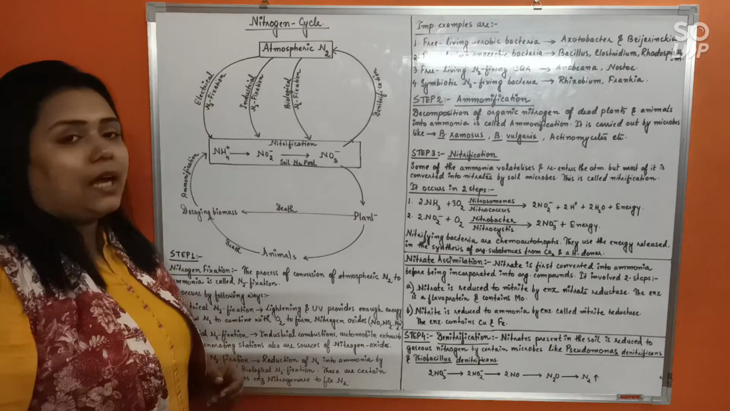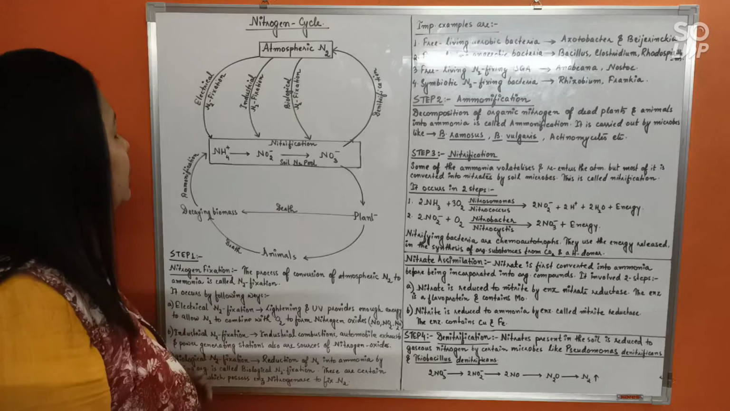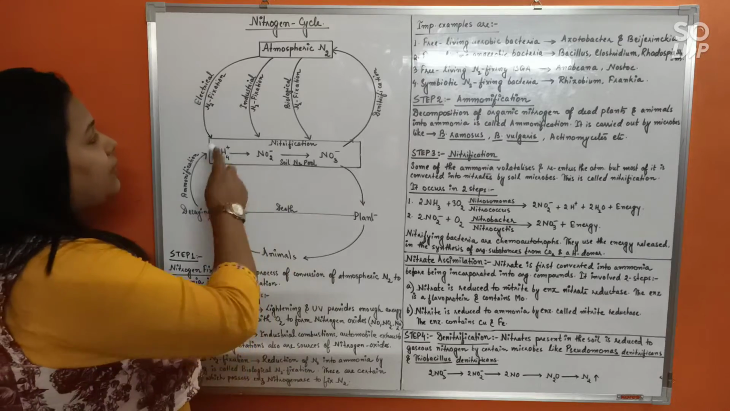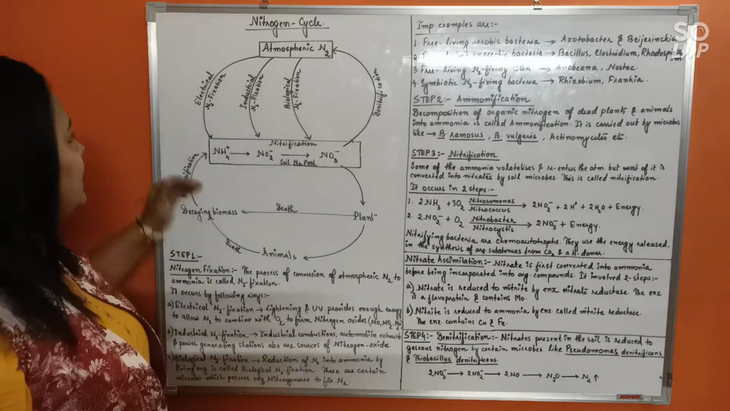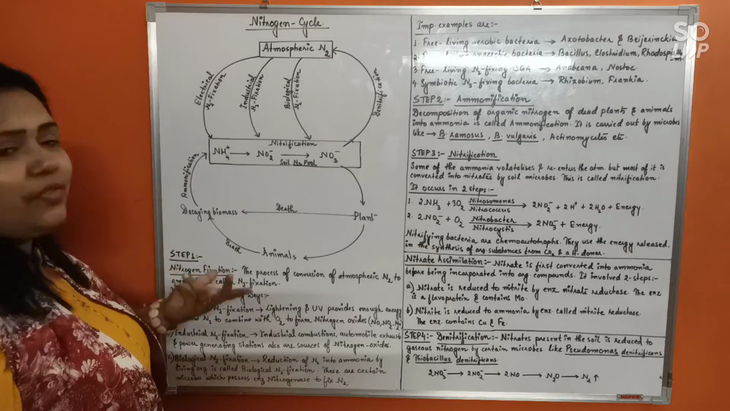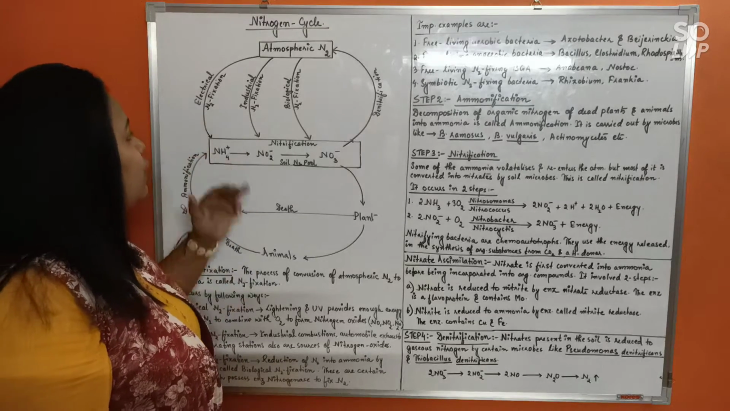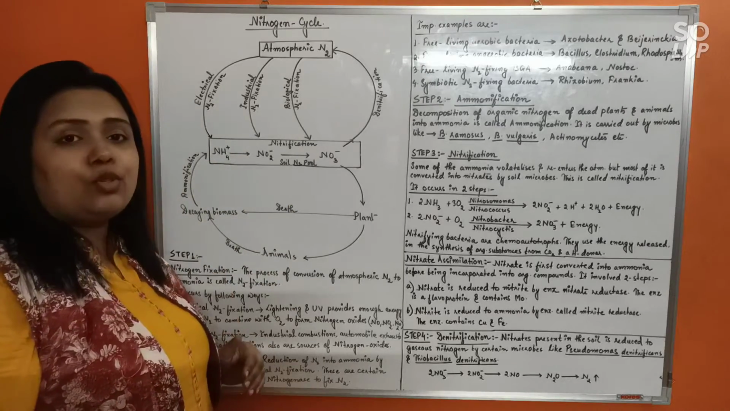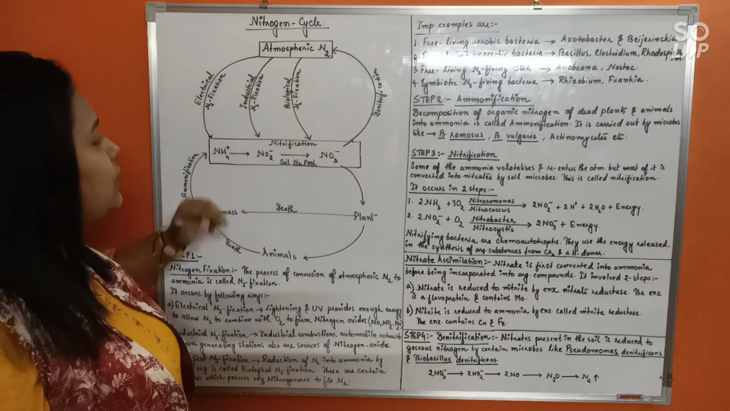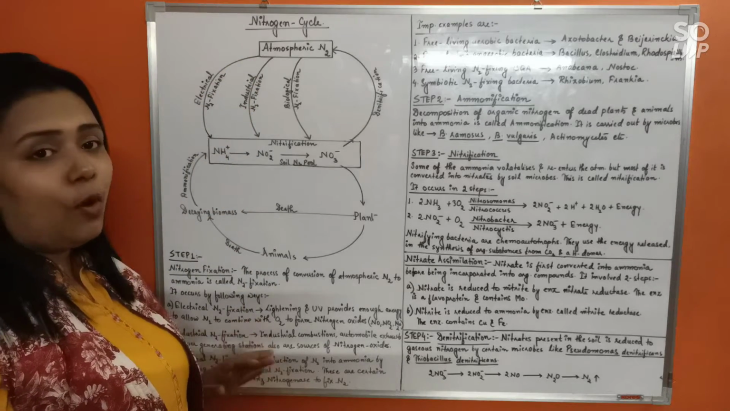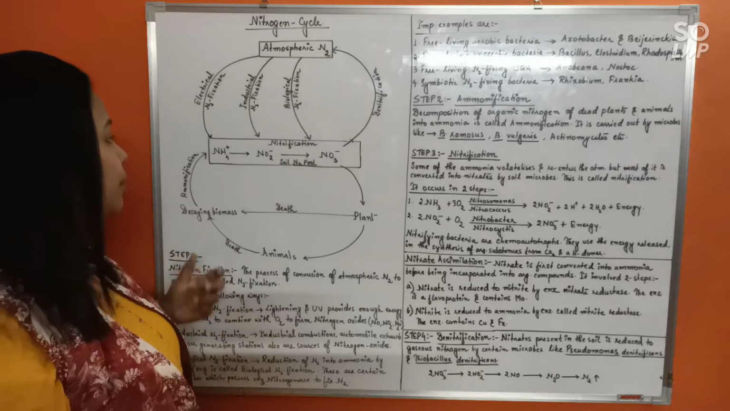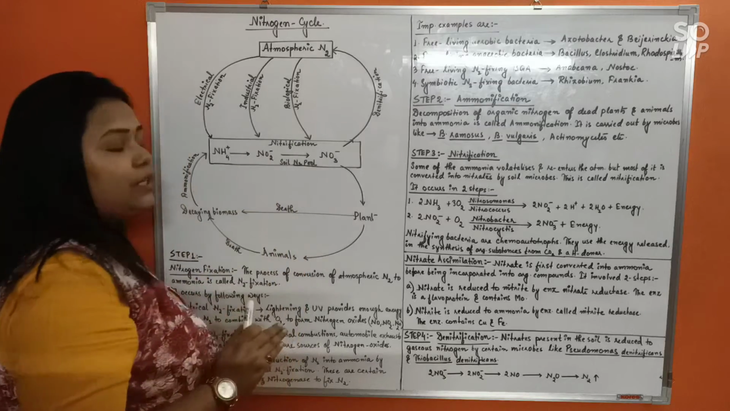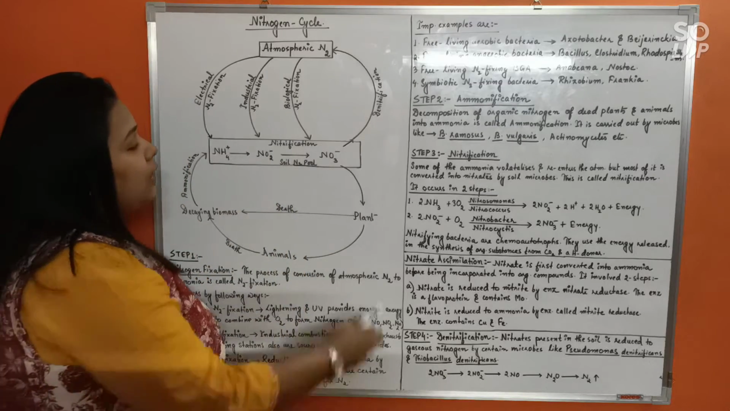Now as you can see in the diagram, the nitrogen cycle is depicted here. Atmospheric nitrogen is converted to soil nitrogen forms by various types of processes going on, that is electrical or atmospheric nitrogen fixation, then industrial nitrogen fixation, and finally biological nitrogen fixation. So by the process of nitrogen fixation, atmospheric nitrogen is converted into soil nitrogen forms, that is nitrates, nitrites, and ammonia.